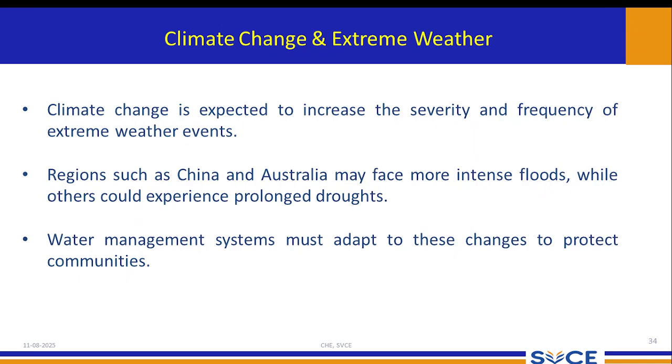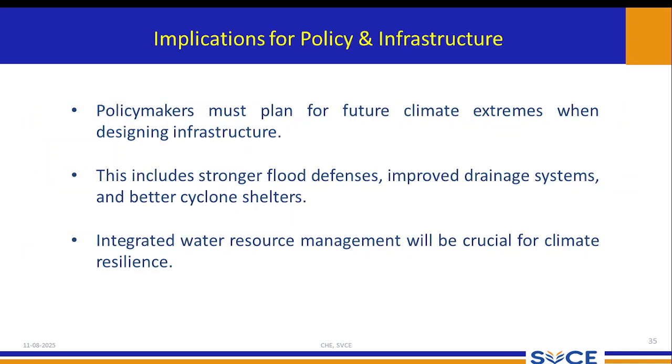Climate change is expected to increase the severity and frequency of extreme weather events. Regions such as China and Australia may face more intense floods, while others could experience prolonged droughts. So one area will be flooded, another will be affected by drought. This can all happen because of the climate. Water management systems must adapt to these changes to protect communities.